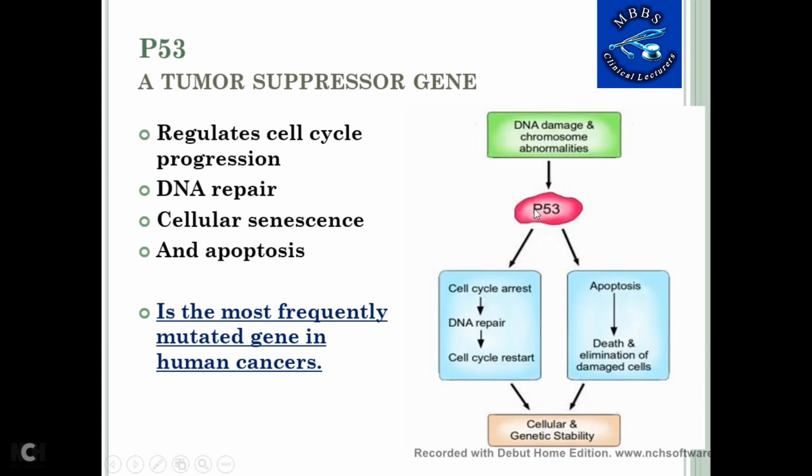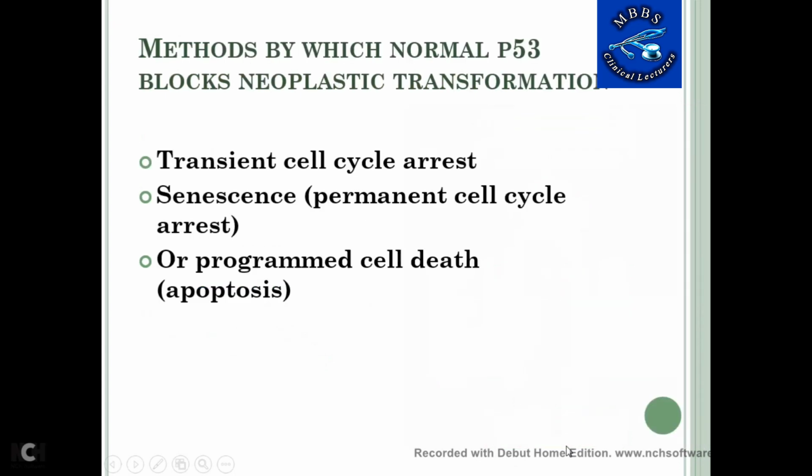Normally, when there is cellular damage and P53 is in a normal condition, it causes cell cycle arrest. Then it causes the DNA to be repaired. If the repair is done nicely, it will restart the cell cycle, and this is how there is genetic stability. The other process of P53 is that it causes apoptosis of cells which are not repaired properly. With apoptosis, there is programmed cell death, and the damaged cells are eliminated from the body, which again causes genetic stability.